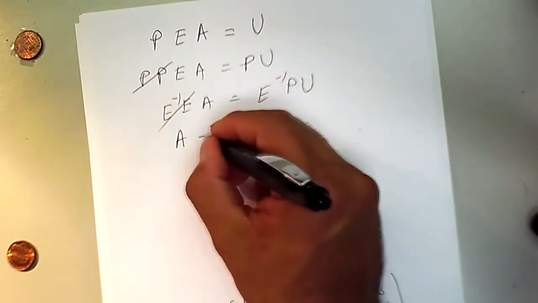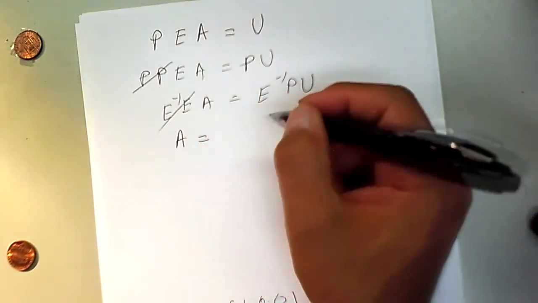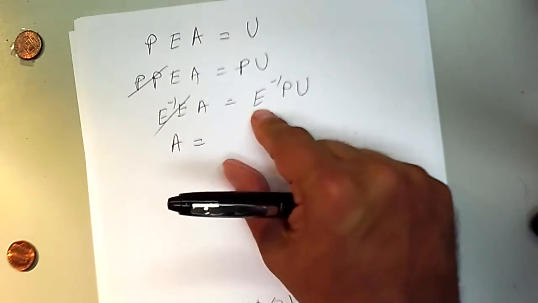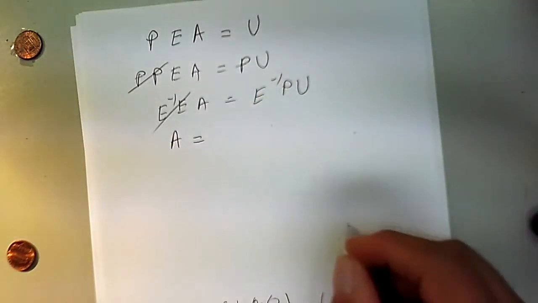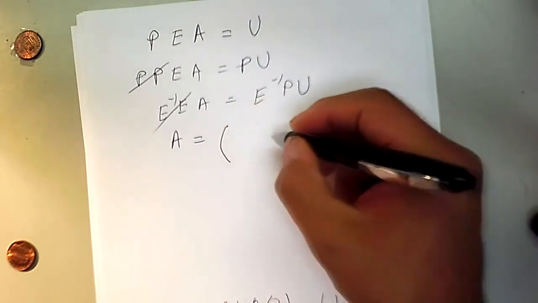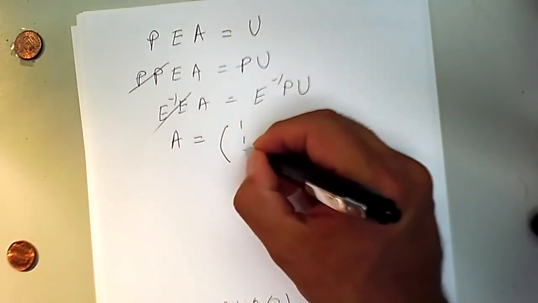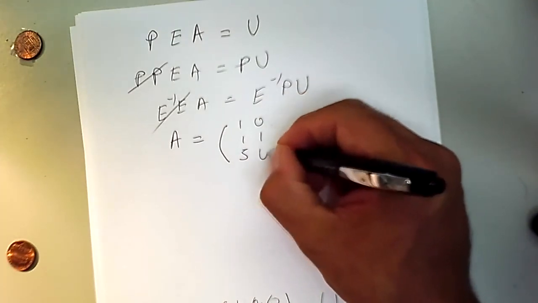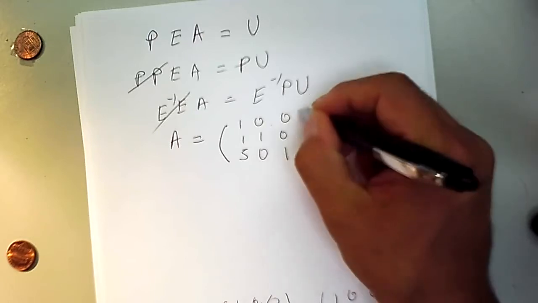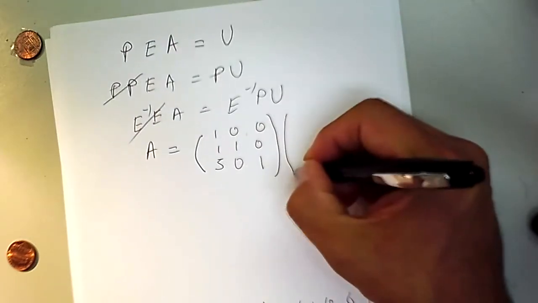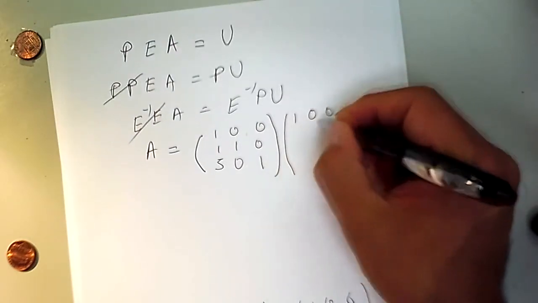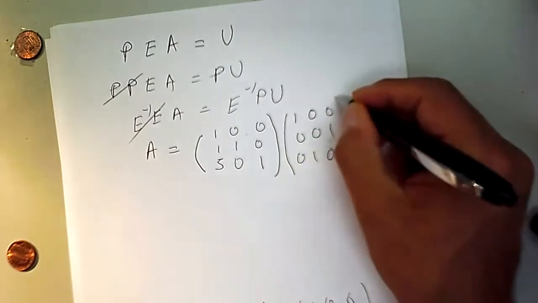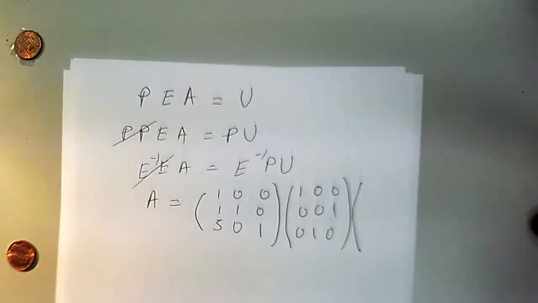So can we rewrite A? Can we factor A as a lower triangular matrix? It is, let's write it down. 1, 1, 5, 0, 1, 0, 0, 0, 1. So this is lower triangular. A permutation matrix, 1, 0, 0, 0, 0, 1, 0, 1, 0. And an upper triangular matrix.